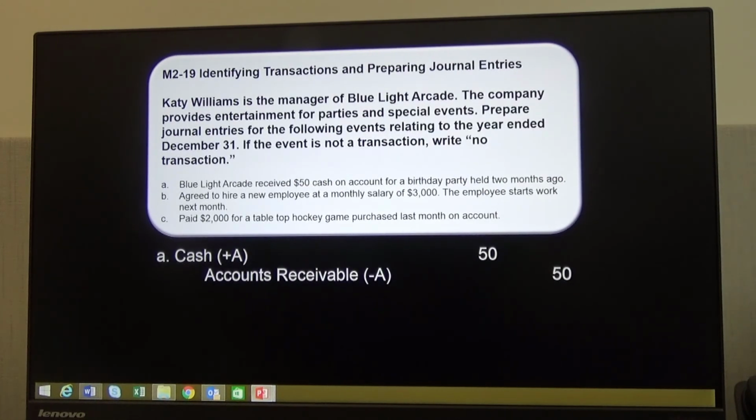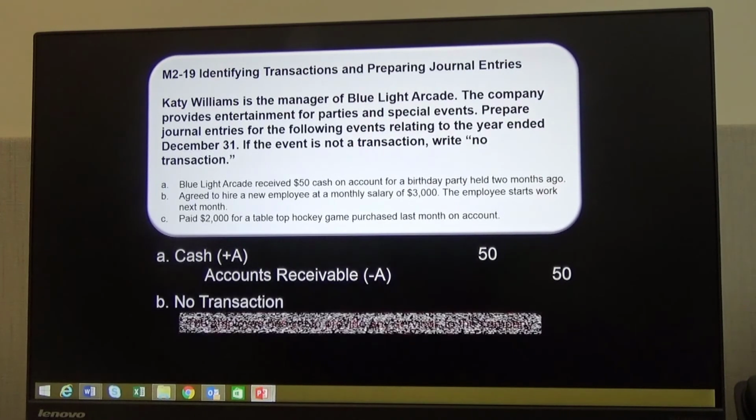And so at that point, they would have set up an accounts receivable, given that the customer hadn't paid yet. Now, when they're receiving the cash for that, they're not re-recording revenue, but instead, they're increasing cash and decreasing accounts receivable. Letter B, agreeing to hire a new employee at a monthly salary of $3,000, and the employee will start work next month. Even though they've made a commitment at this point to the employee, there's no asset account or liability account or equity account that has been affected, and so B would result in no transaction. Once the employee actually starts working, then we will have transactions to record.